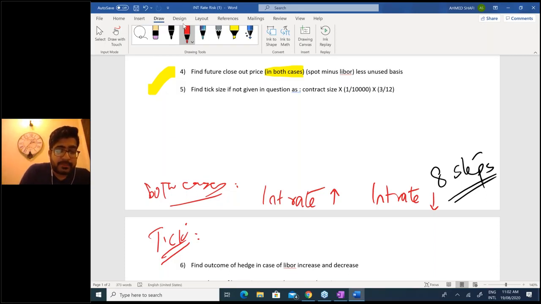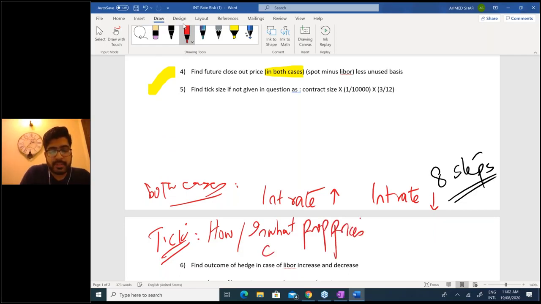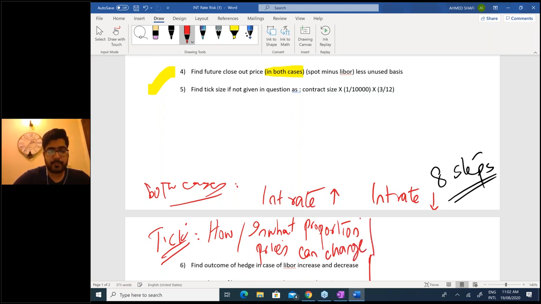Now tick is basically how, or in what proportion, prices can change. Okay. How or in what proportion prices can change, that is tick.